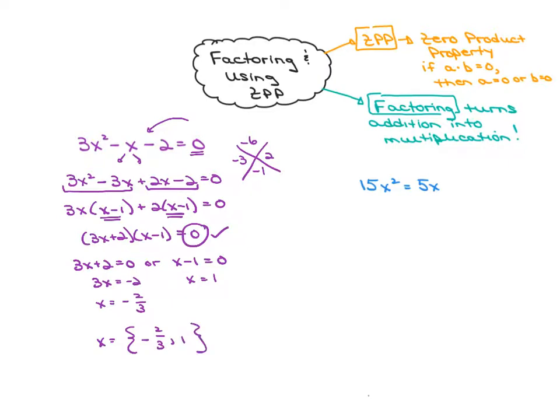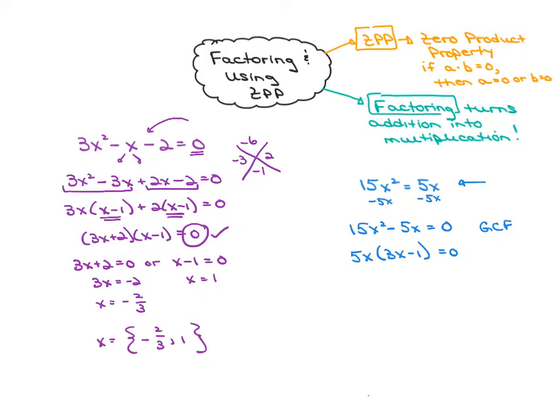All right, let's look at the second example. For this example, I notice that neither side of my equation is set equal to 0 yet, and it needs to be 0 for me to use the zero product property. So I'm going to subtract 5x from both sides, and I'll have 15x squared minus 5x is equal to 0. A great first step whenever we're trying to factor is factor out the GCF. And in this case, our GCF is 5x. So we have 5x, and then a 3x minus 1 is equal to 0.